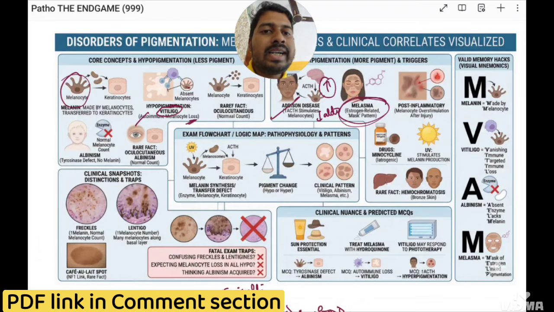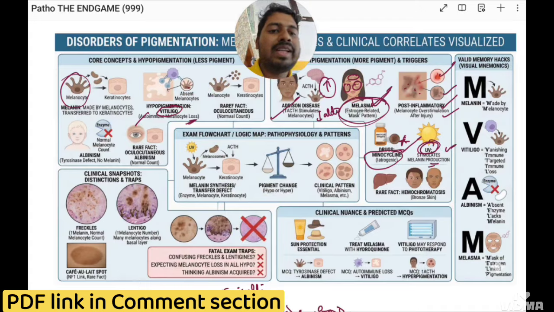Similarly, estrogen related hyperpigmentation over the face is known as melasma. And post-inflammatory, maybe after burns or some injury, melanocyte stimulation can occur and cause hyperpigmentation. Some drugs are also implicated, for example minocycline, which is asked in the exams, and UV, because UV also stimulates melanin production. One more concept is bronze skin, which occurs in hemochromatosis, where there is increased iron deposition in the body. So there also we see hyperpigmentation.